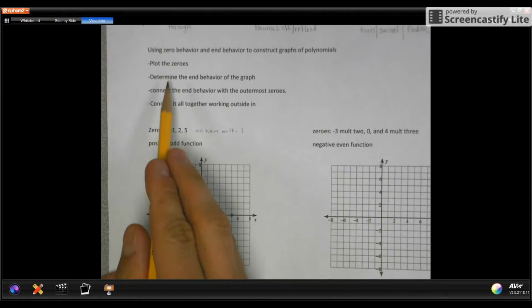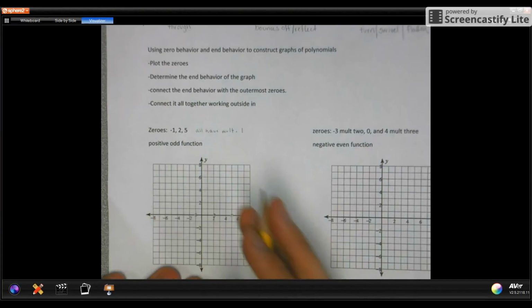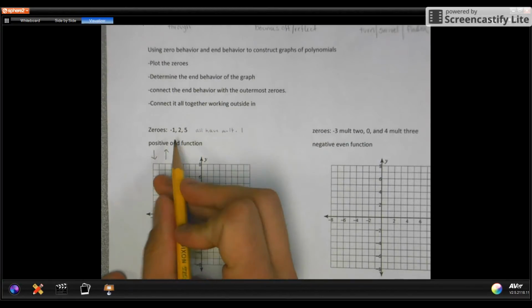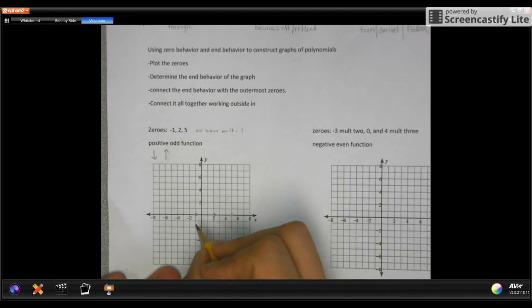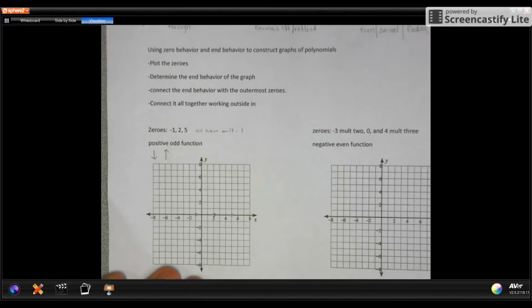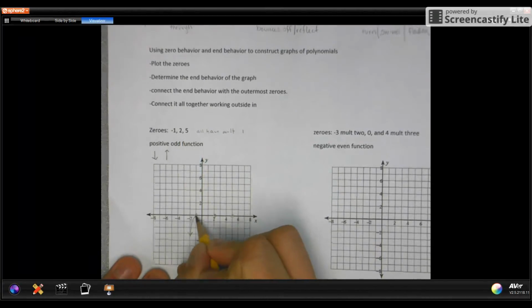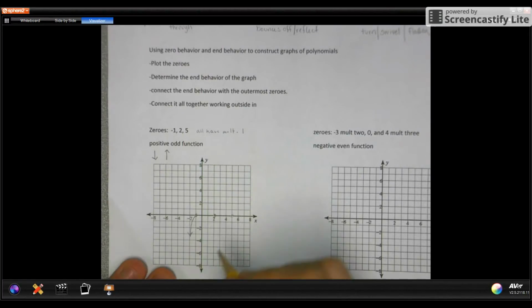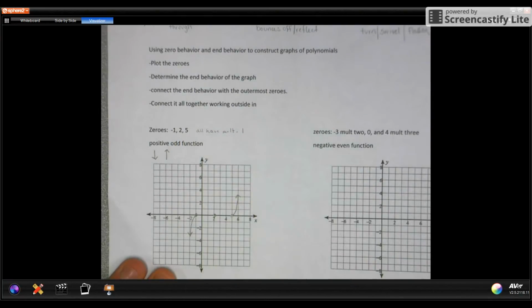From there, you'll notice we determine the end behavior of the graph. Okay, so this is a positive odd function. So I know that my endpoints are going to look something like this. They're going to go opposite because it's odd, and they'll go in this direction based on the fact that it is a positive function. So what I can then do is connect the end behavior with the outermost zeros. Okay, so I know at this point, it's going to go down. This is my zero furthest to the left, so that's going to affect this endpoint. I know once it gets past this zero, it's going to increase, so I'm just going to draw an up arrow like that.